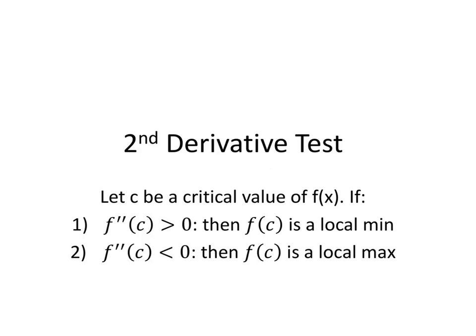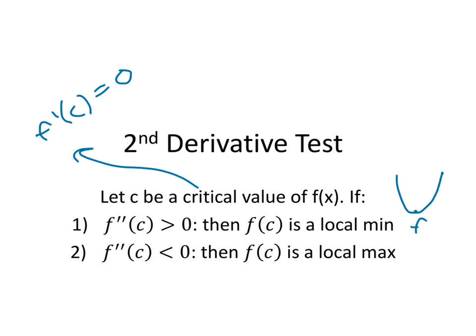Let's say you have a critical value, which is a number c where the first derivative is equal to 0 because you have a horizontal tangent line. Then you check the second derivative evaluated at that number c. If the second derivative is positive, that means the function is concave up. If the function's concave up, that point f of c must be a local minimum. If you find the second derivative evaluated at c is negative, that means the function is concave down at that point. That point then must be a local maximum.